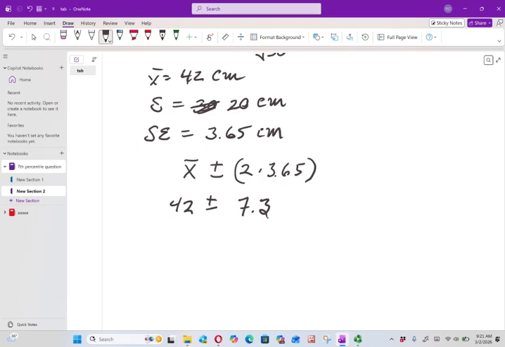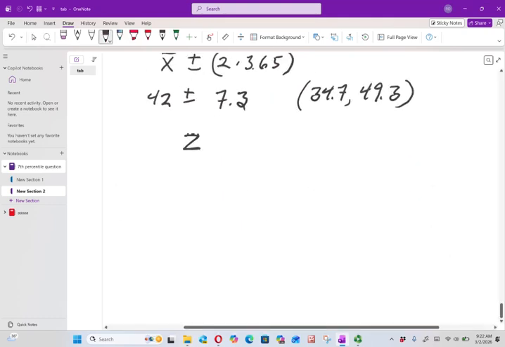And those two are respectively 34.7 and 49.3. Lower limit and upper limit. And this is just add, subtract. That means that the true average length is between those two values with 95% odds. The true average is in there or it's not. I don't know. That's my bet, 95%.